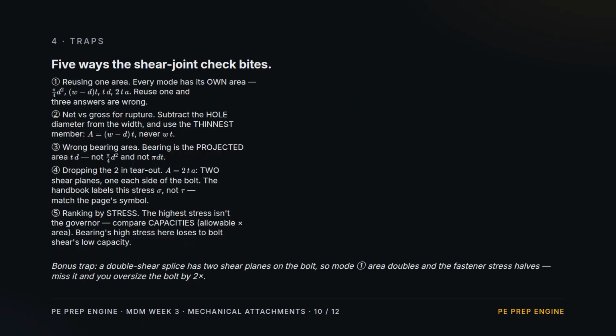Traps. 5 ways the check bites. 1. The signature miss, reusing one area for all 4 modes. Each owns a different area, so reuse gets 1 and 3 answers wrong. 2. Net versus gross for rupture. Subtract the hole from the width and use the thinnest member. 3. The bearing area is the projected rectangle, thickness times diameter, not the round bolt area and not the curved surface. 4. Don't drop the 2 in tear out. There are 2 shear planes. 5. The subtle one. Don't rank by stress. The highest stress isn't the governor. Compare capacities. And the bonus. A double shear splice doubles the bolt's shear area and halves its stress.